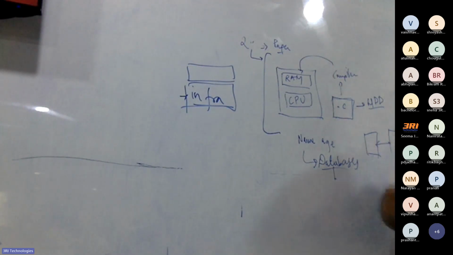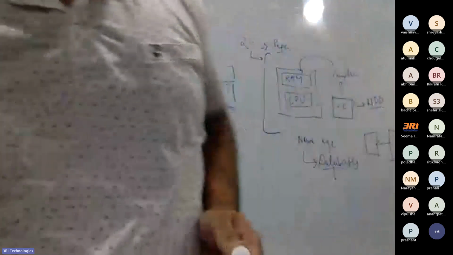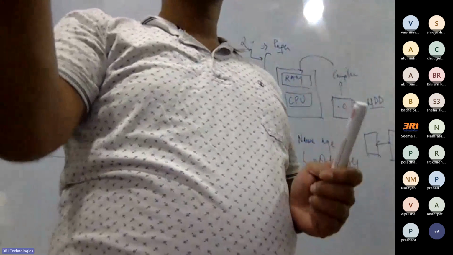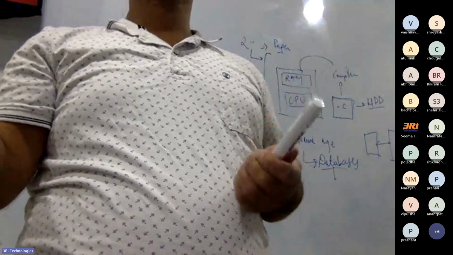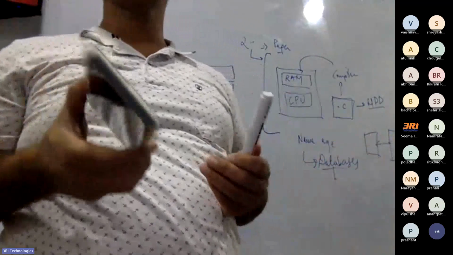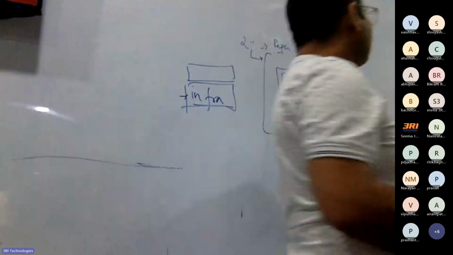For example, take the example of this particular thing, right? This is a mobile. Is it a simple mobile? No, it is a smartphone. Why is it a smartphone? Because now we are able to consume the services from the far end.